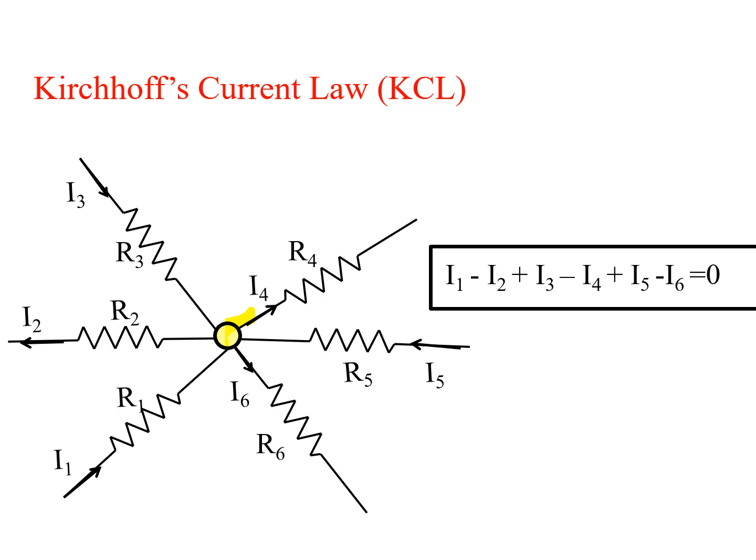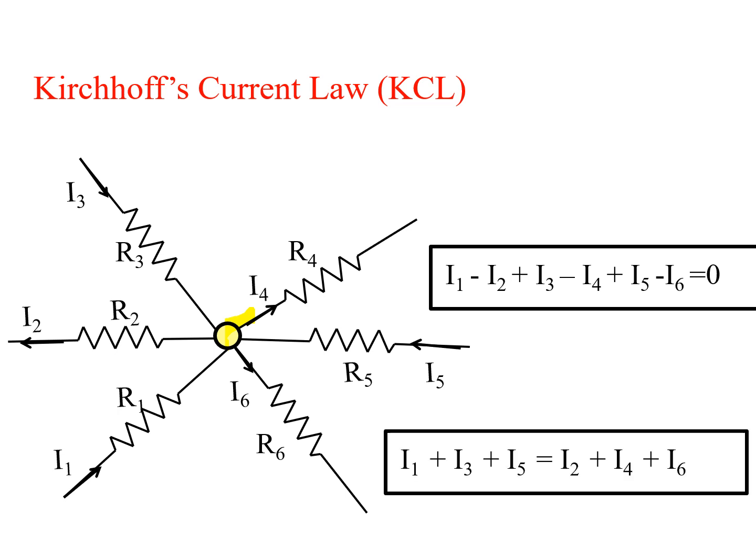So according to Kirchhoff's current law, if I apply KCL at this node, the summation of all the currents at this point will be equal to 0. So the equation comes out to be I1 minus I2 plus I3 minus I4 plus I5 minus I6 is equal to 0, which says that the current entering the node is treated as positive and the current leaving the node is treated as negative.